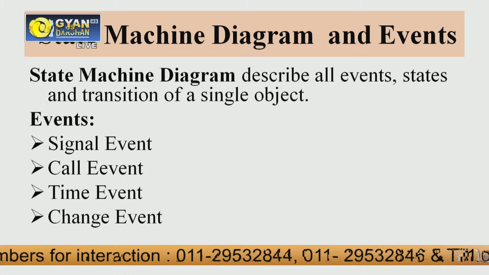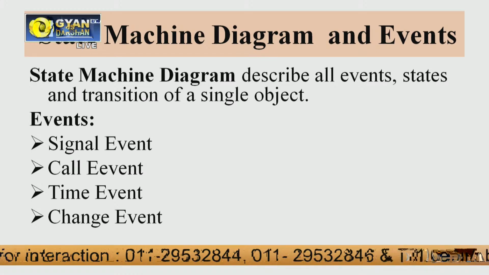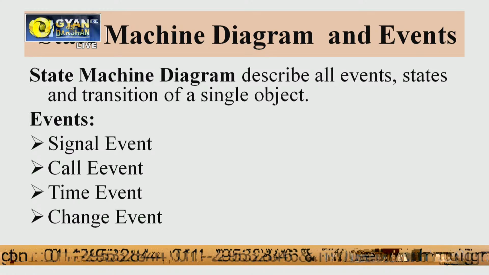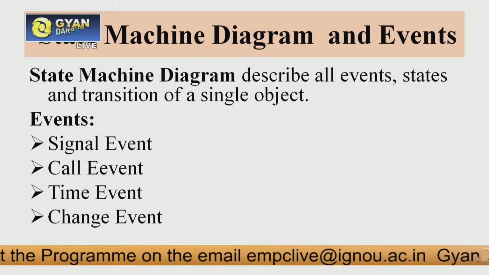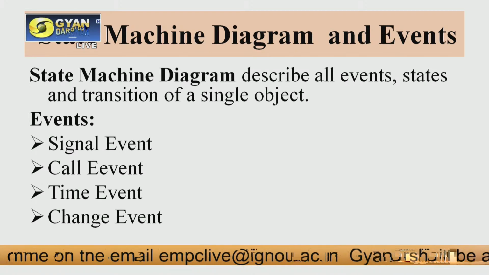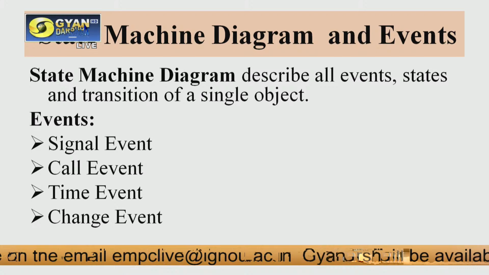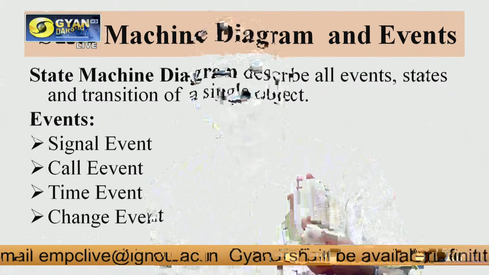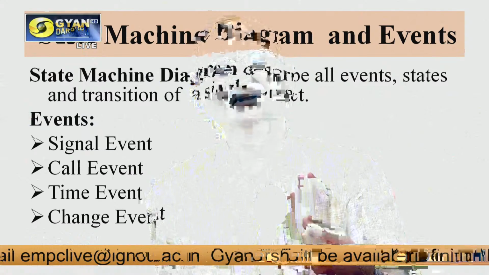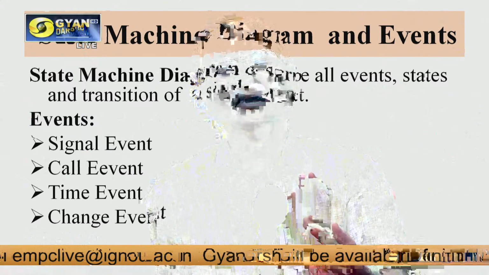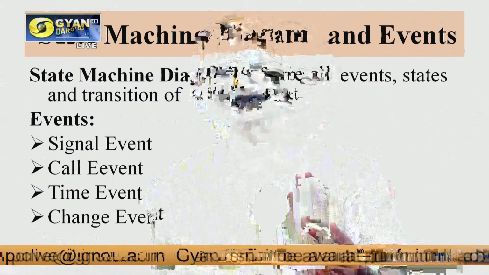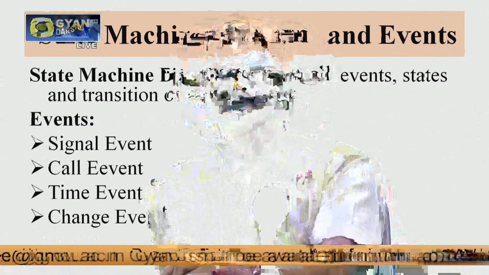So time event and change event: what kind of decisions are being taken? On the basis of a certain condition, if the condition is satisfied, a certain operation is going to be performed. If the condition is not satisfied, that particular operation cannot be performed. For example, we can take one example related to an examination system. If a specific student is about to appear in the examination and the student does not have the required criteria, that is an example related to change event.